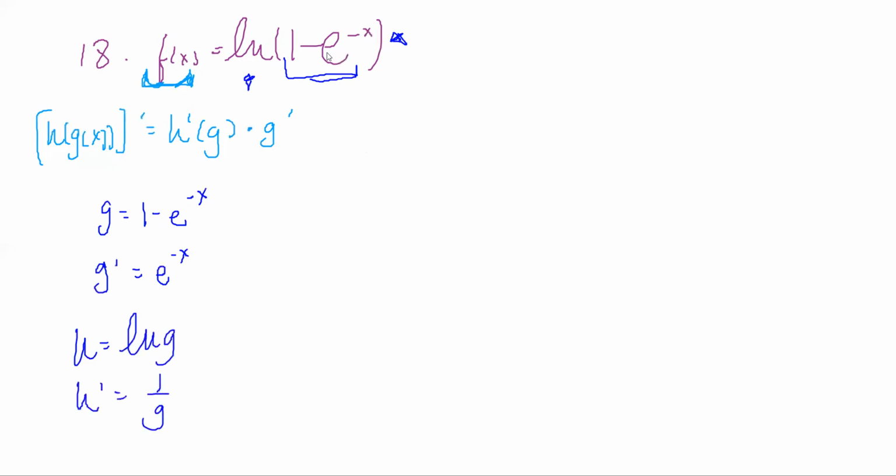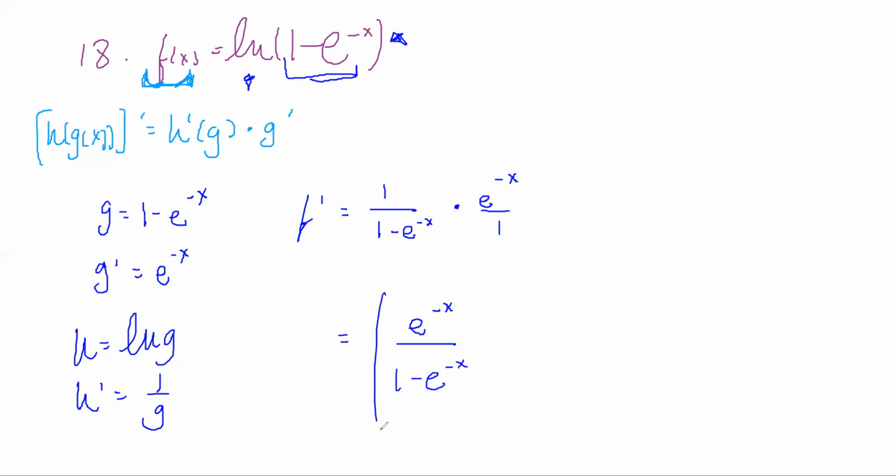So now we can put this all together. We can say that f prime is equal to 1 over 1 minus e to the negative x times e to the negative x. So you can just write e to the negative x over 1 minus e to the negative x. Yeah, there's your answer.